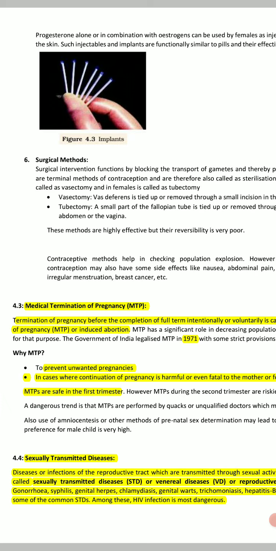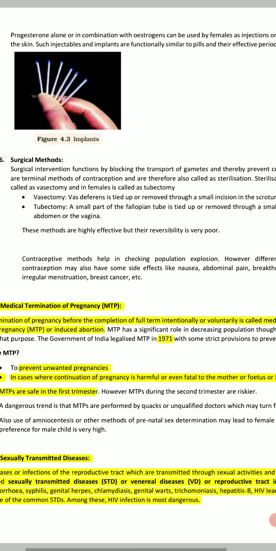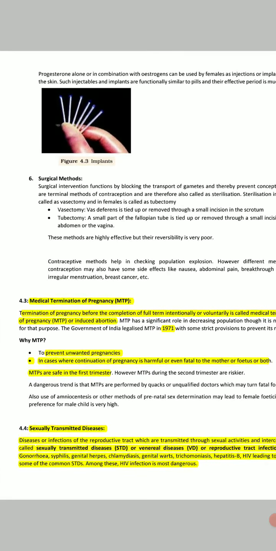HIV AIDS is not curable, and don't mix up HIV and AIDS. AIDS is one kind of disease. The full form of AIDS is acquired immune deficiency syndrome, and AIDS occurs by the infection of the HIV virus, human immunodeficiency virus. Okay. So HIV is not the disease. The name of the disease is AIDS, and the name of the virus, the pathogen, is HIV.